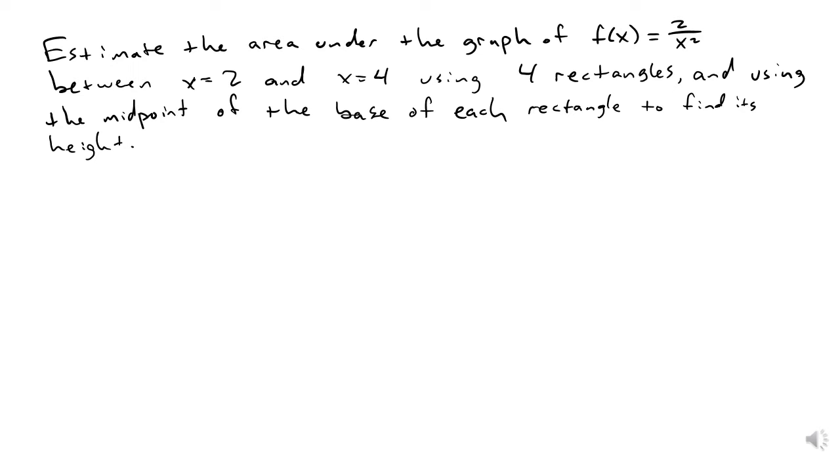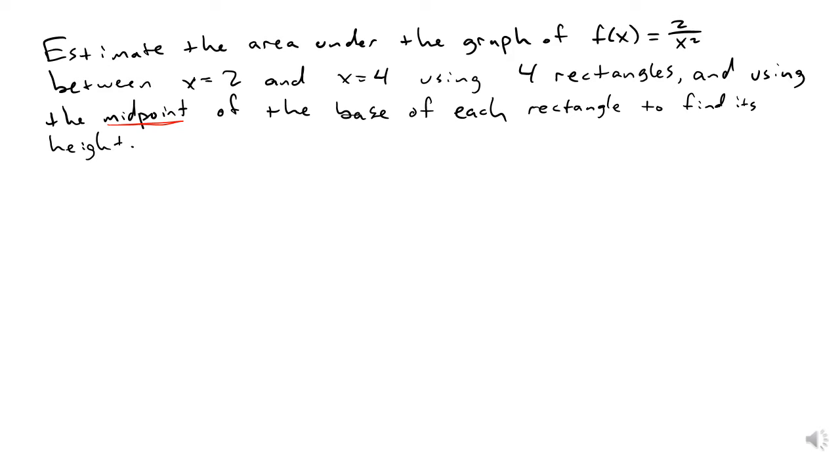Here we're going to, instead of doing an underestimate or overestimate, use this idea of using the midpoint to determine the height of each rectangle. All right, so we're going to estimate the area under the graph of f of x equals 2 over x squared between x equals 2 and x equals 4. We're going to use 4 rectangles, and we're going to use the midpoint of the base of each rectangle to find its height. So let's see what this looks like.